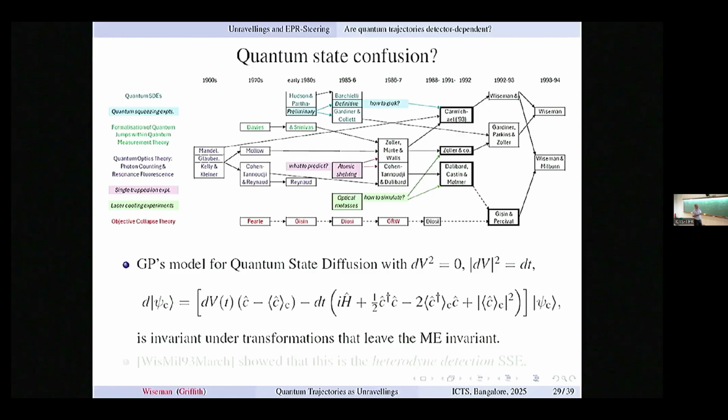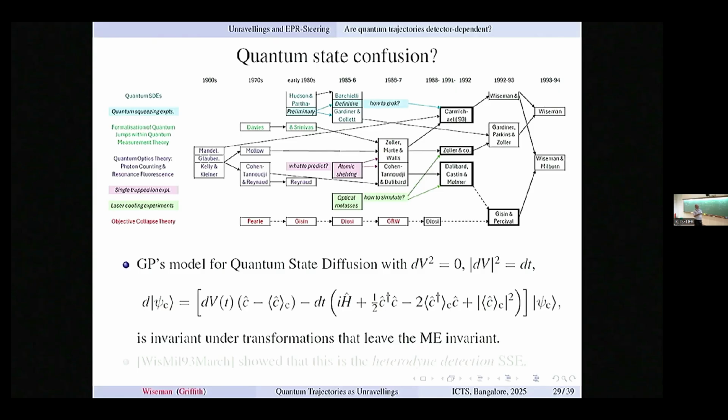There are a lot of names here, and I put dashed lines because I'm not an expert on who was influenced by whom. But this is the red thread going down here: Pearle, Gisin, Diosi, and GRW, the famous name. Most people know about it, but there was a long history before then. That's Ghirardi, Rimini, and Weber.